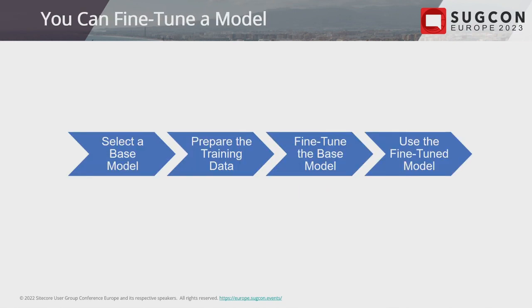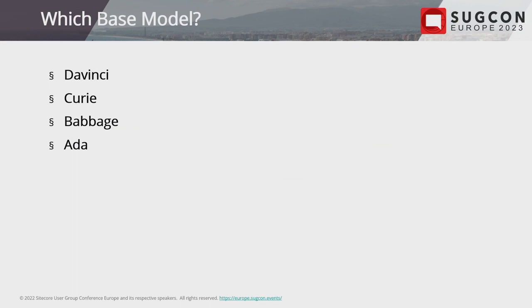So first you need to select a base model from OpenAI. You need to prepare your data, use that data to fine-tune your model, which I'll show you a bit later, and then use the fine-tuned model. So there are a few models existing in OpenAI, which you can start from: DaVinci, Curie, Babbage, and Ada.